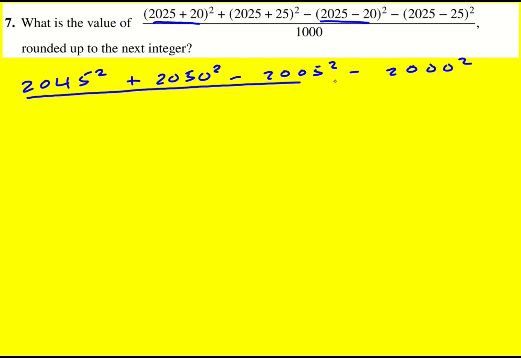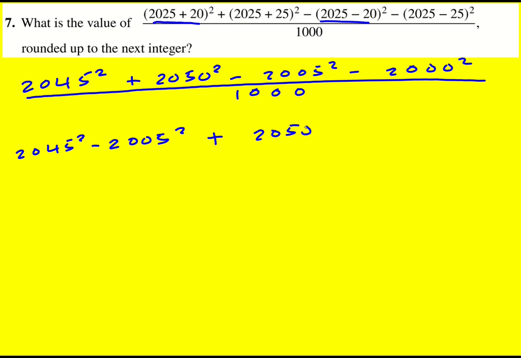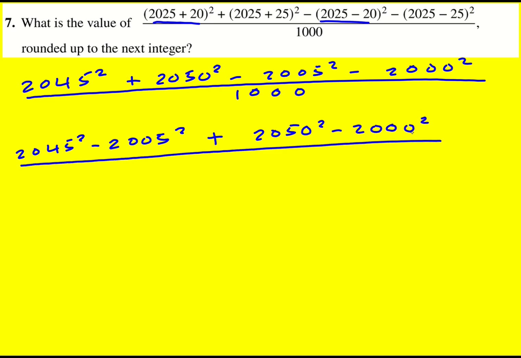squared over 1,000. Then we can rewrite this as 2045 squared minus 2005 squared. I mean, we can decide which way around we do it, but I'm just going to link these two together. And then plus 2050 squared minus 2000 squared. Right, and when you have a squared minus b squared, you can factorize it to a plus b times a minus b.